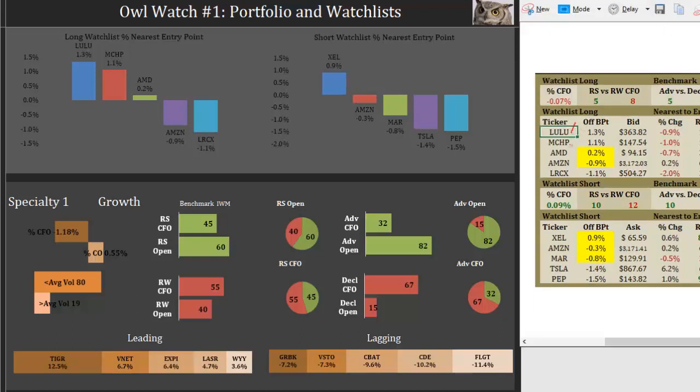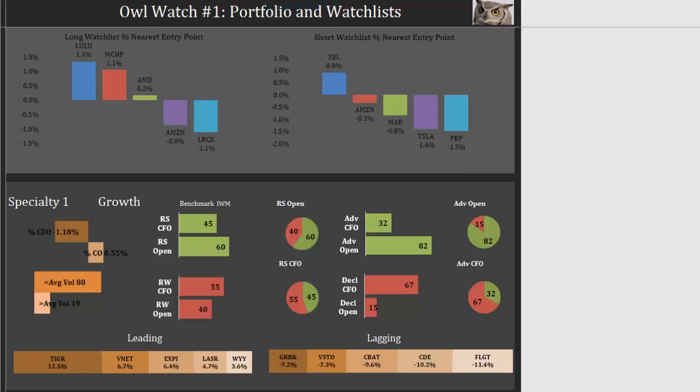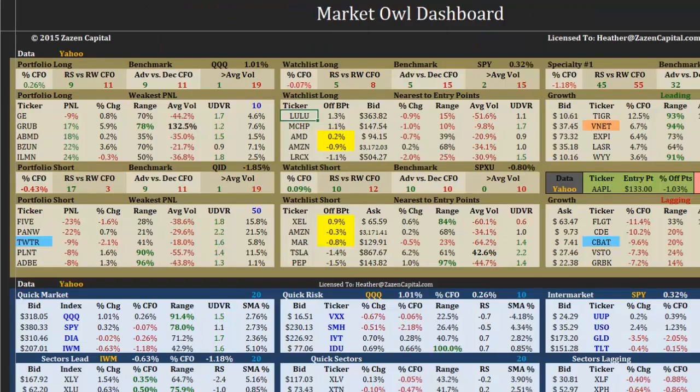You can see LULU, MCHP, AMD, Amazon, LRCX, and here they all are in a visual format, with those closest to the ideal entry point, whether it's long or short, near the center 0% line. It's all designed to help draw your attention to the stocks that are closest to your ideal pivot so that you can enter on time.